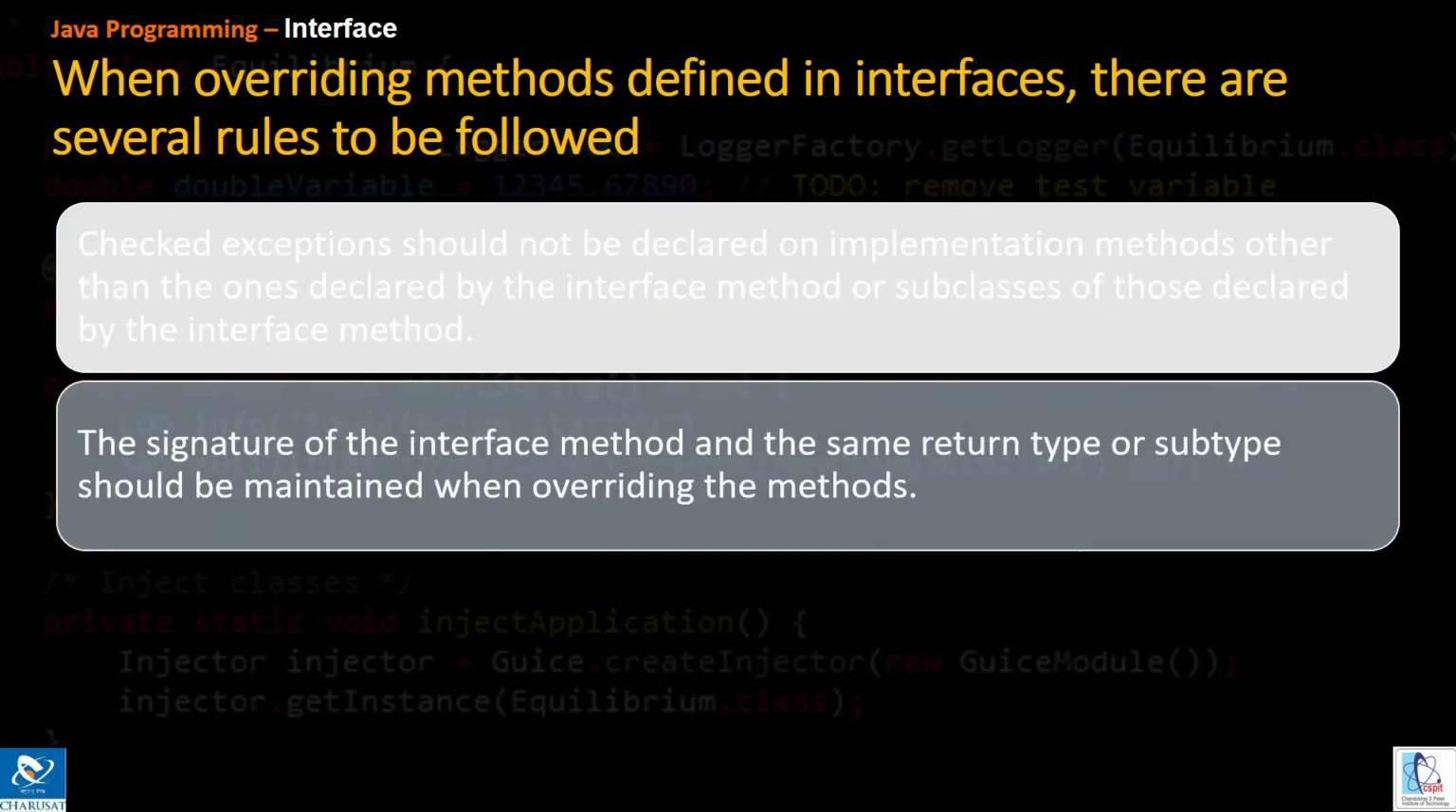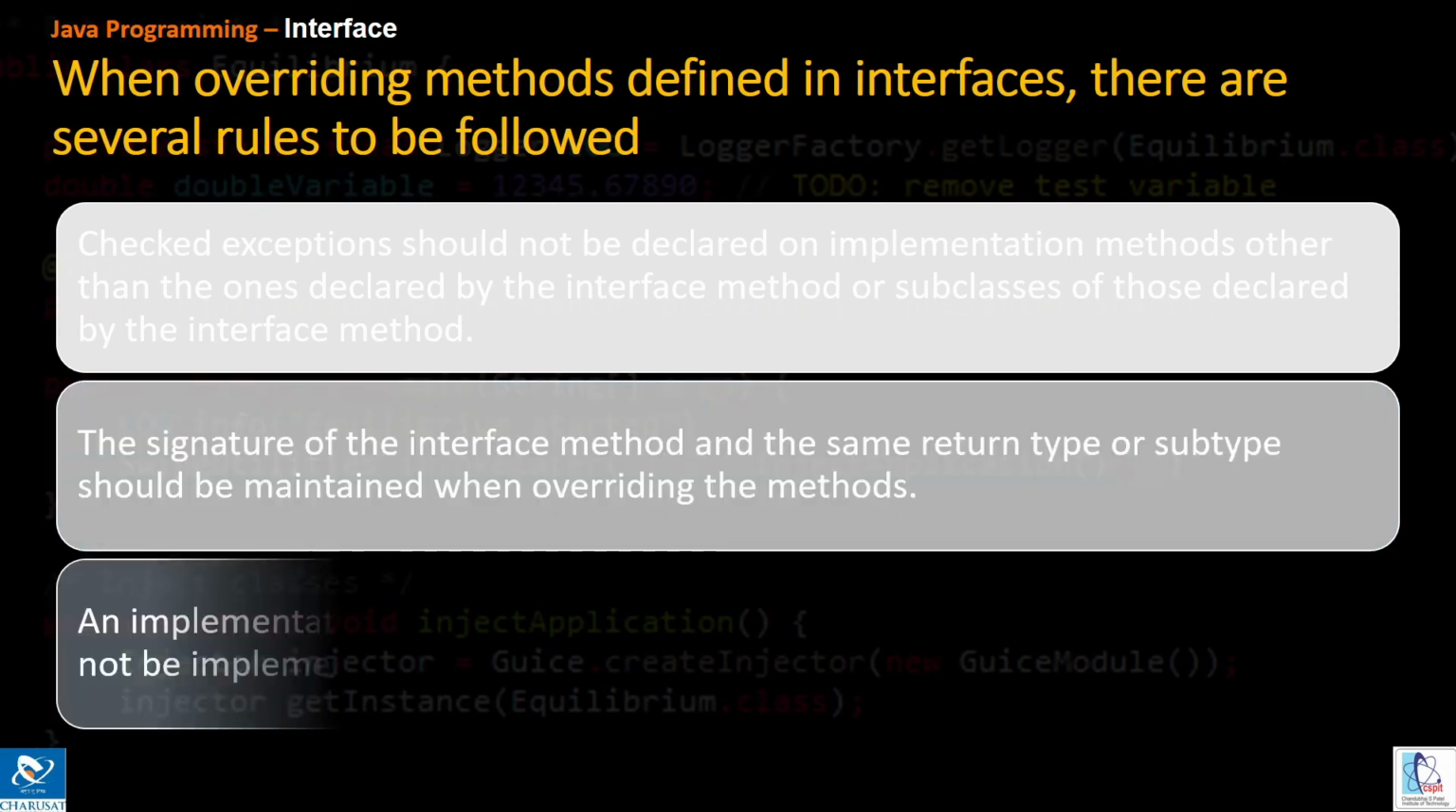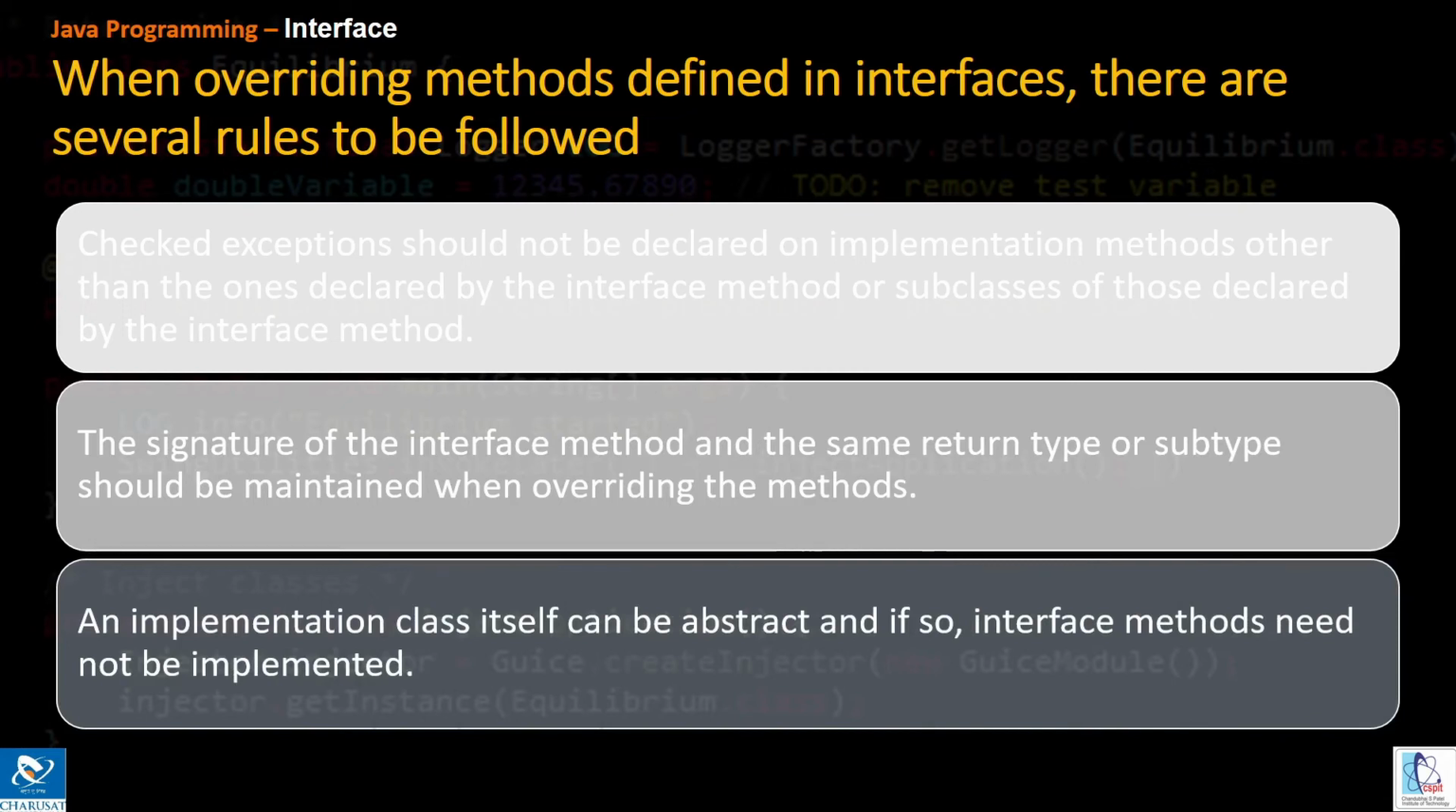The second one is that the signature of the interface method and the same return type or a subtype should be maintained when overriding the method. The return type should not be changed. An implementation class itself can be abstract, and if so, the interface method need not be implemented.